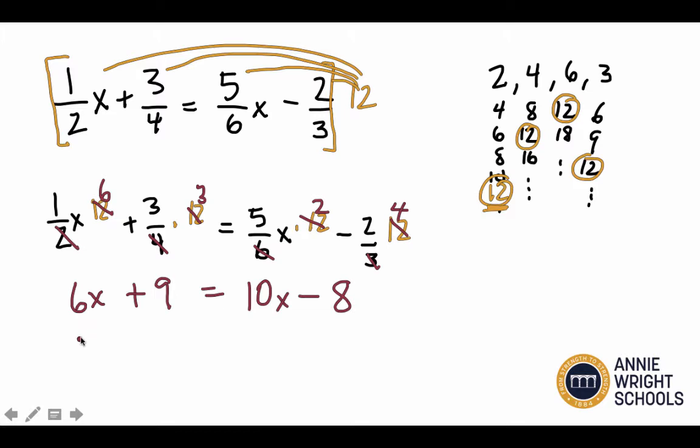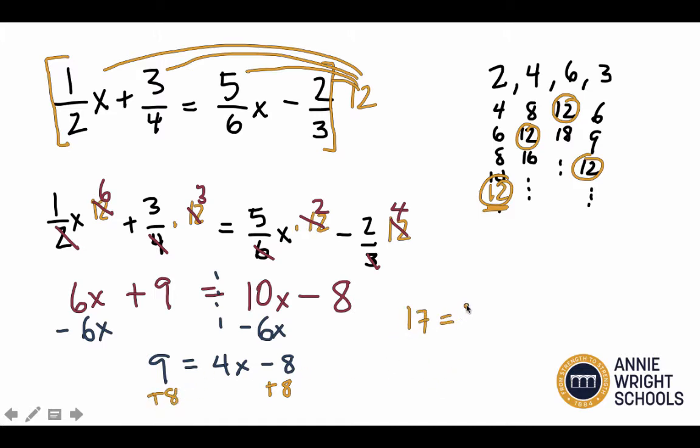This is different than examples we've done before, so right now we need to get the x's together. There's lots of ways to do that. I'm going to choose to do that by subtracting 6x. You could have subtracted 10x from both sides of the equal sign. I subtract 6x from both sides and I get 9 equals 4x minus 8. Now I'm going to add 8 to both sides of the equation, and I'm going to get 17 equals 4x.